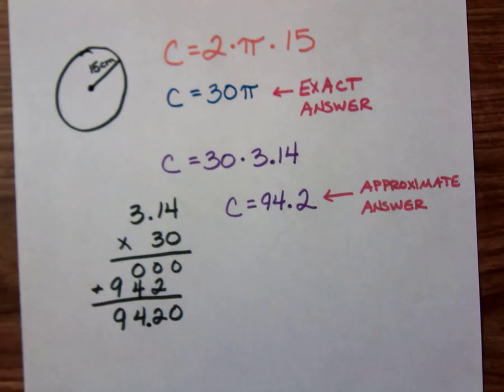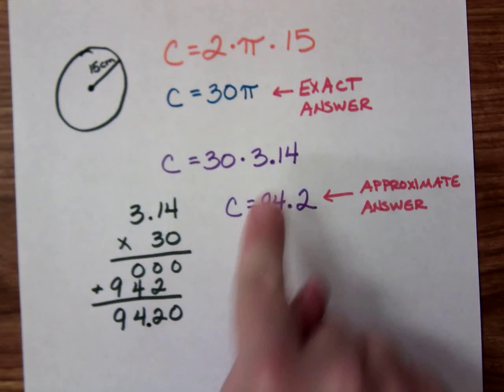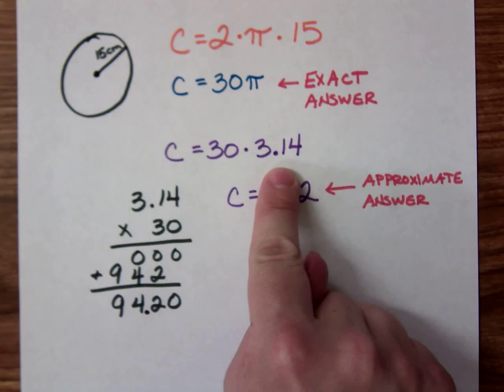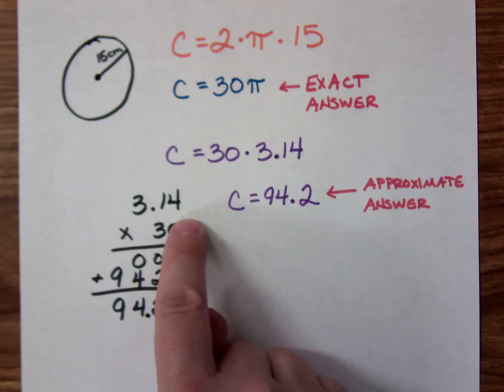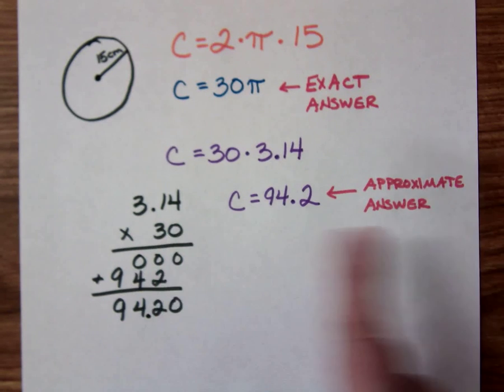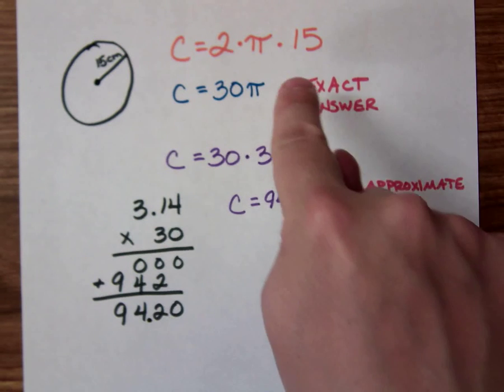Why is it the approximate answer and not the exact answer? It's because pi is not 3.14. Pi is about 3.14. So when I multiply by 3.14, I'm not multiplying by the right number. I'm multiplying by a number that's close enough, but it's not correct. So this is an approximate answer. This is an exact answer.